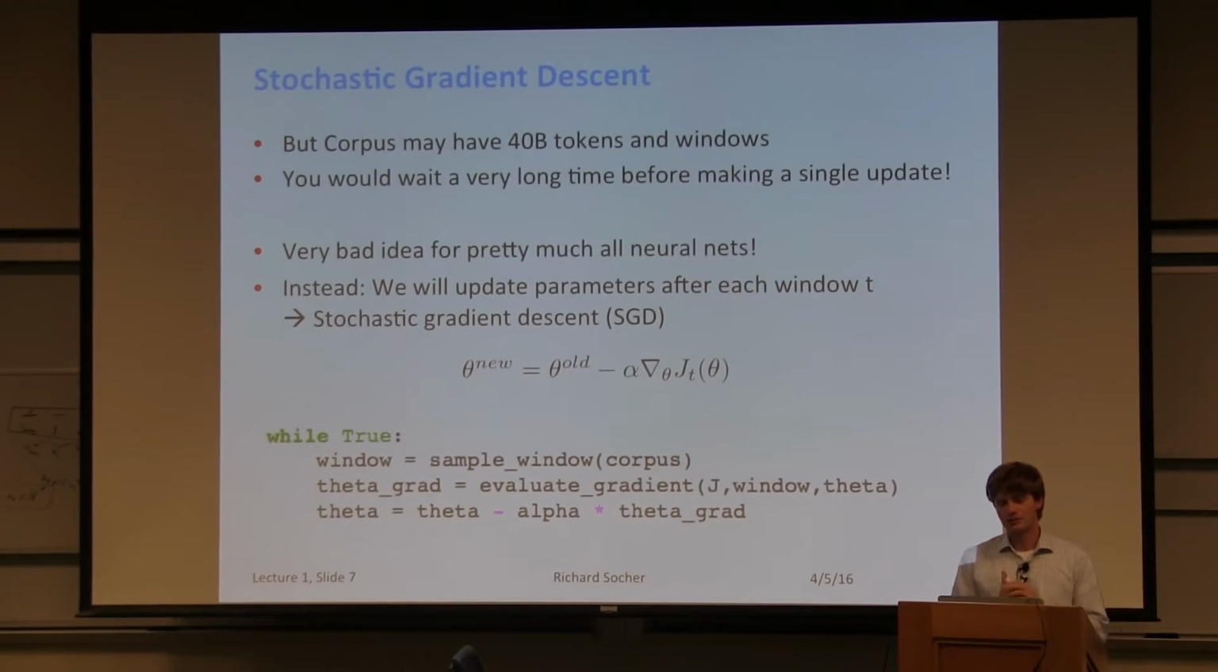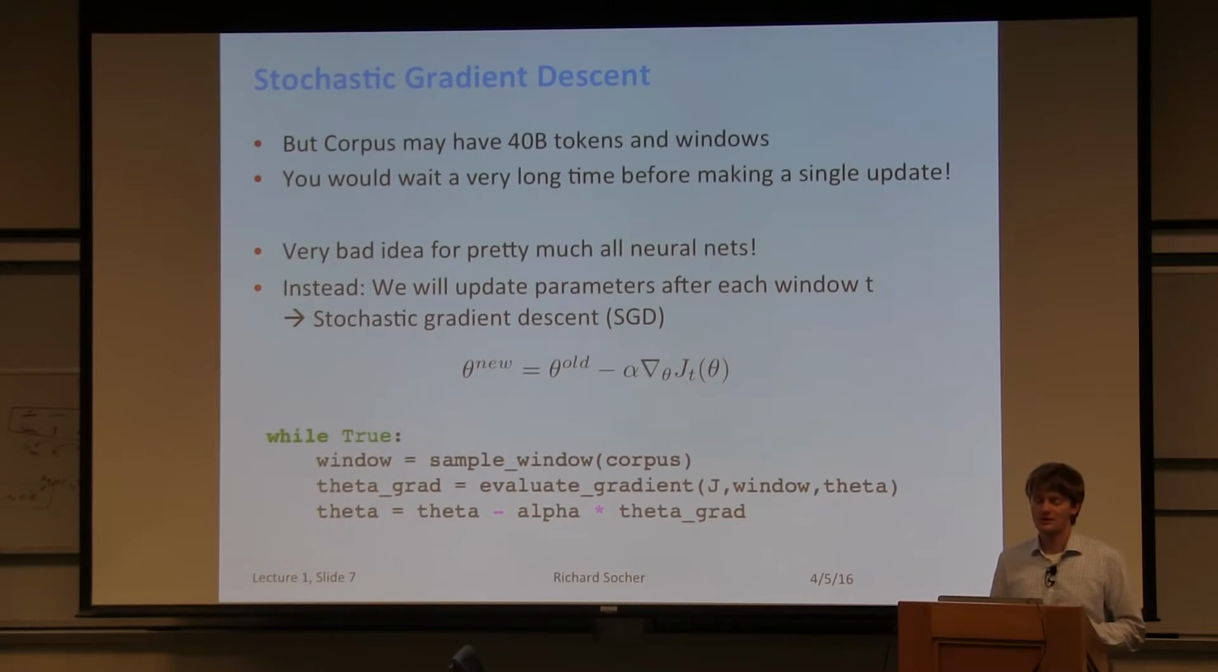Now, again, our corpus may have 40 billion tokens, and hence over 40 billion windows. And if we had to evaluate all of them to make a single update, we would wait a very long time before the model does anything. And we wouldn't know how well it does until we actually make the update. And it turns out that this is, in almost all cases, a very bad idea for neural networks. In none of our assignments and in none of our implementations will we ever use full batch gradient descent, where we go over the entire training set and then make one update step.